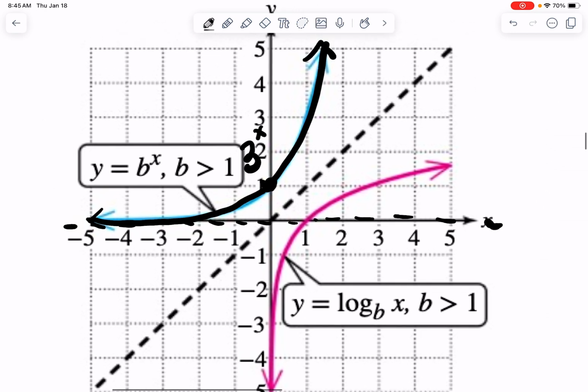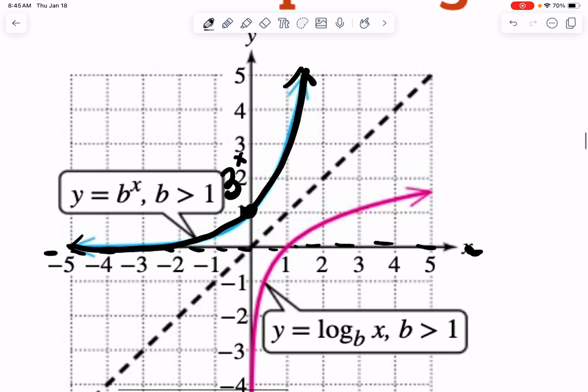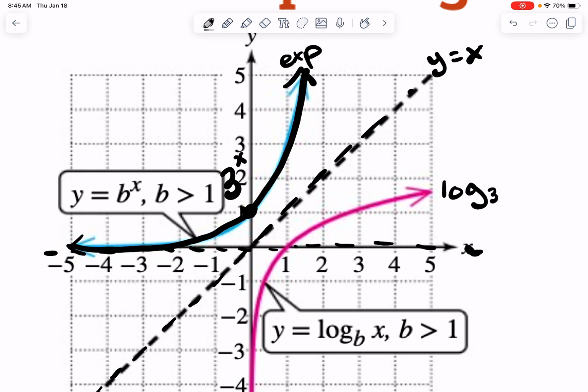Now, we know that log functions and exponential functions are inverses. So if this is an exponential function, inverses are flipped across the line y equals x, and this is the equivalent log function. This would be log base 3, and it will go through 1 on the x-axis here instead, and it will have a vertical asymptote. It won't have a horizontal asymptote, it'll have a vertical one, because it's flipped over that line.